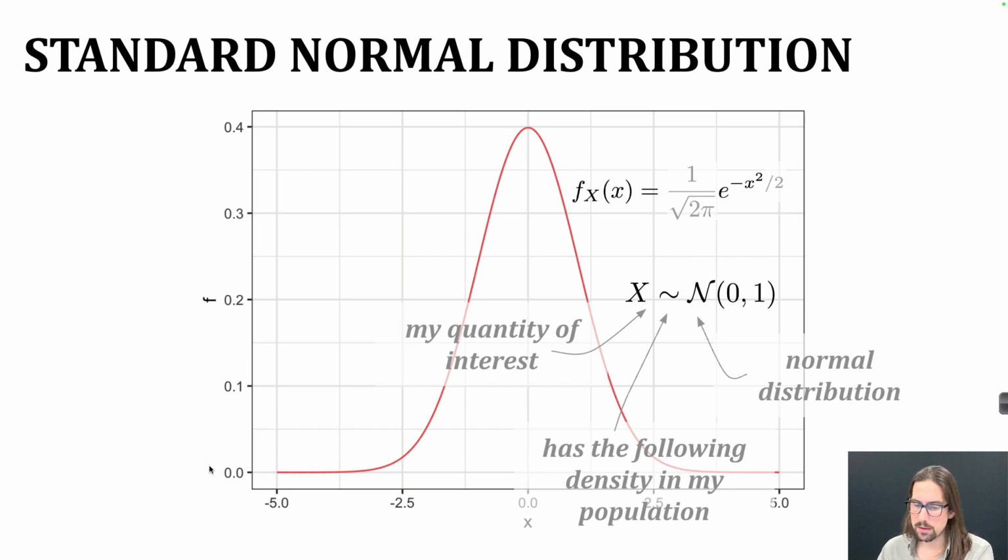Notationally, the way that we write that something has a particular distribution, when that distribution is named, is we write the random variable that we're talking about, in this case x, and then the little tilde. The tilde says this variable has this following density in my population, and then we write the name of the density. Since the normal distribution is so common, it's most often abbreviated to N, and then the 0, 1 indicates some parameters. We're going to talk about that in a little bit, but if you see N(0, 1), that is what we call the standard normal distribution.